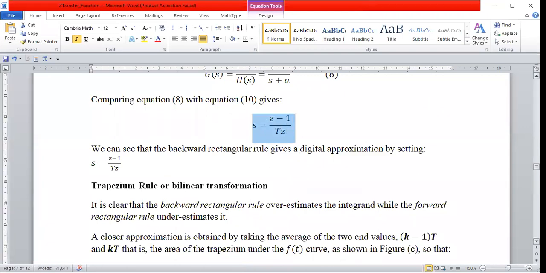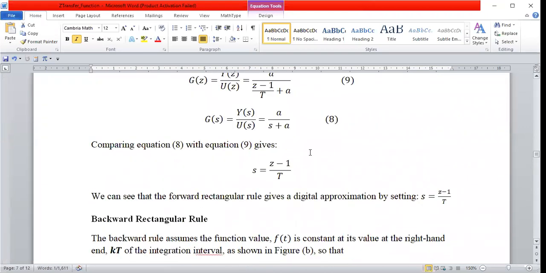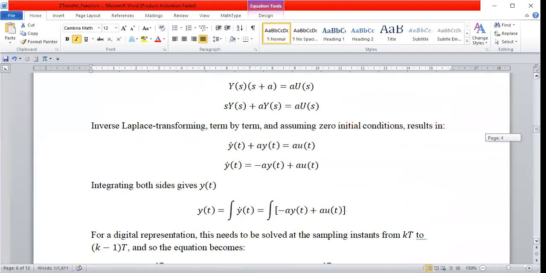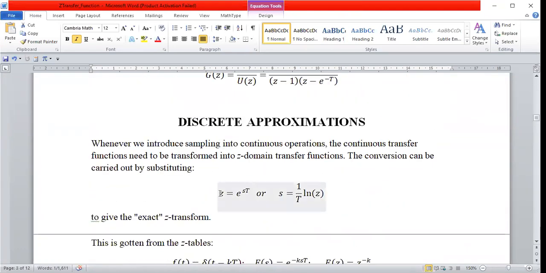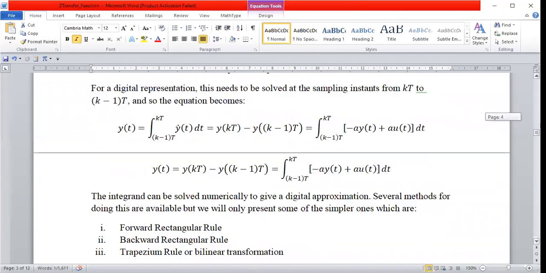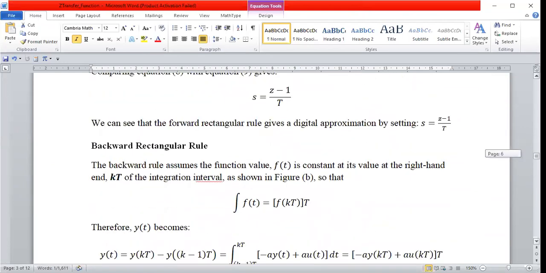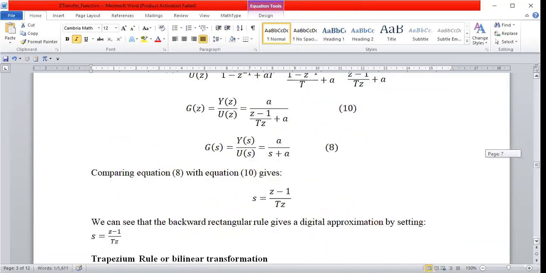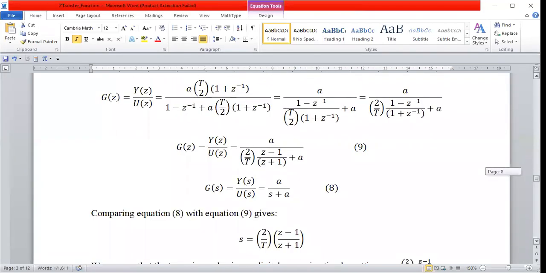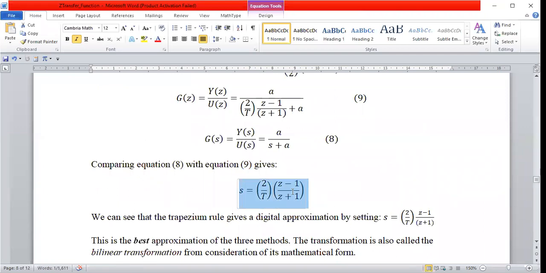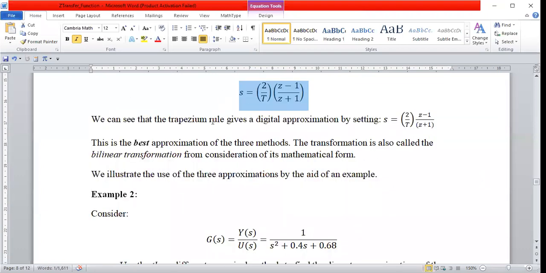This is for the backward rectangular rule. Then this is for the forward rectangular rule. Then this is for the exact Z transform. So you need to know it. Instead of trying to memorize it, you can also learn how to prove it so that you don't have to memorize it. So this is the solution to the trapezium rule. You have to know it, and if in knowing it you decide to learn how to prove it, then that's also okay.